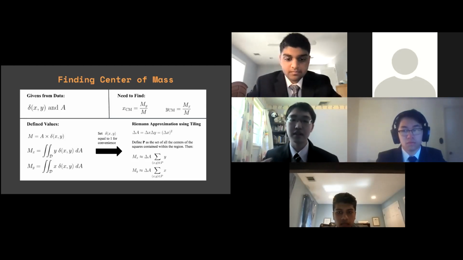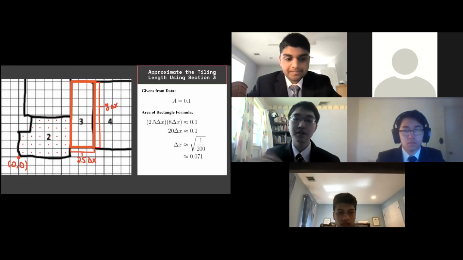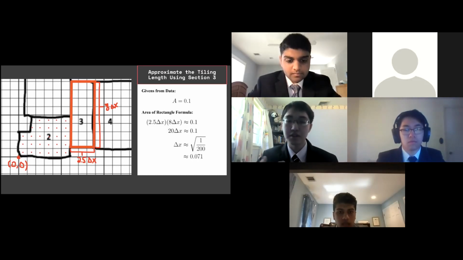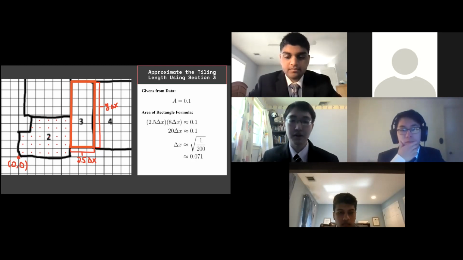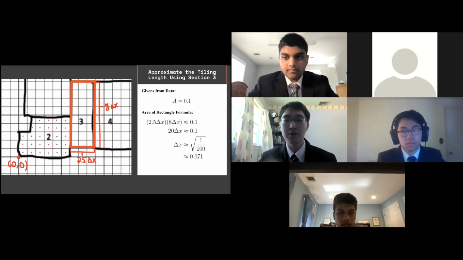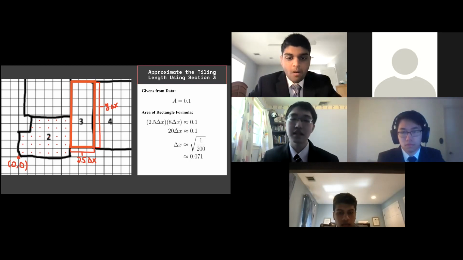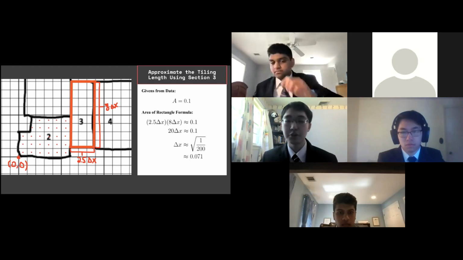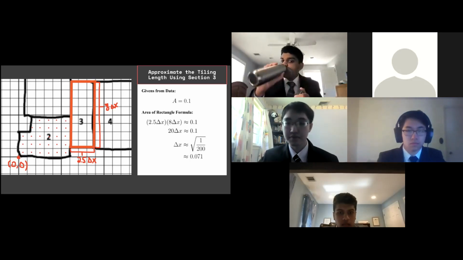We will be finding the center of mass for subregion 2 of region C. So we first need to approximate the side length of the tiling, and this can most accurately be done with subregion 3. Suppose we let delta x be the side length of the unit tiling square. Then the approximate side lengths for subregion 3 are 2.5 delta x and 8 delta x. Multiplying them gives the area of the rectangle, which is given from the data to be 0.1 square miles. And this gives delta x to be approximately 0.071 miles.